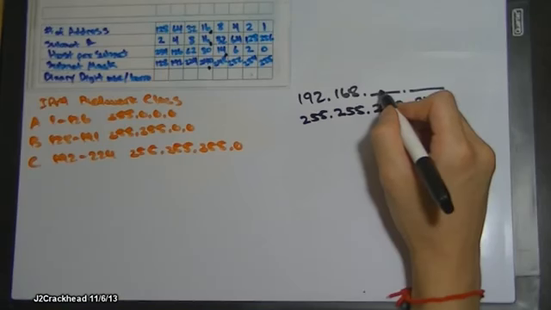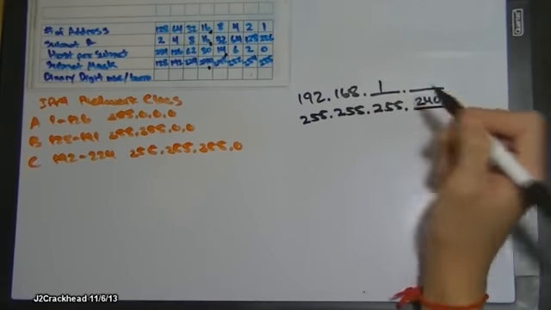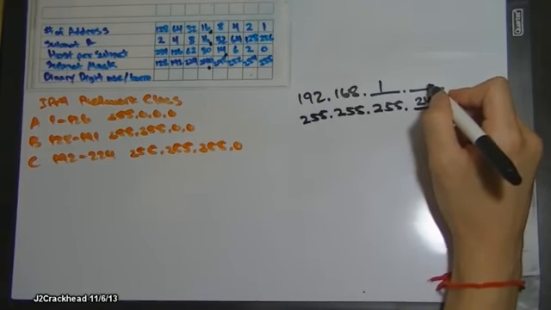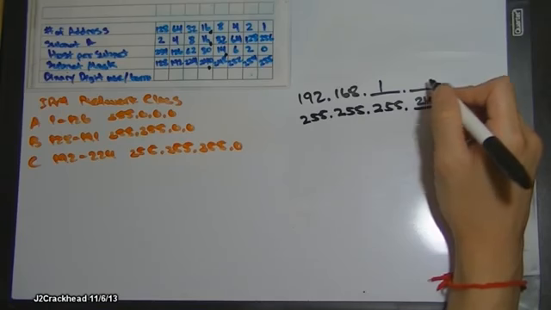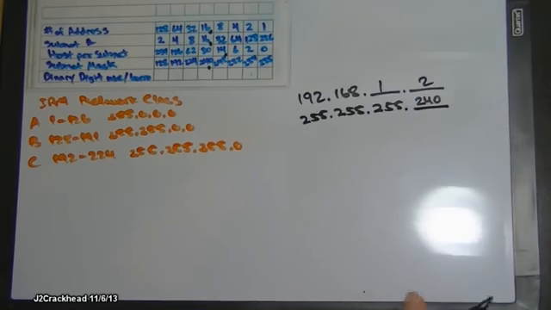Right here I could pick any number from 1 to 16, so I'm just going to pick 1. And for the host, I could pick a total of 14, so I can only pick from 1 to 14, I believe, and I'm just going to pick 2.